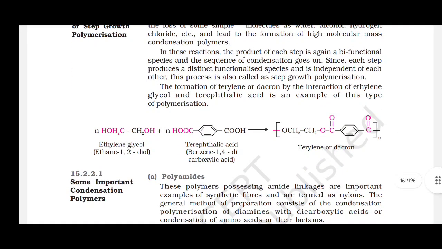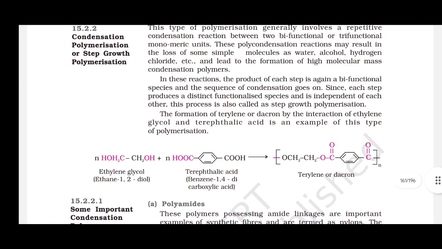The formation of terylene or dacron by the interaction of ethylene glycol and terephthalic acid is an example of this type of polymerization. तो यहाँ पर देखो हमको दिख रहा है इथिलीन ग्लाइकॉल, जिसको हम बोलते हैं इथीन 1,2 डायोल, and there is terephthalic acid या फिर बेंजीन 1,4 डाइकार्बोक्सिलिक एसिड, और उससे बन के आ गया टेरिलीन या फिर डेक्रॉन. तो ये कैसा टाइप का पॉलीमर है? It is a condensation polymerization.